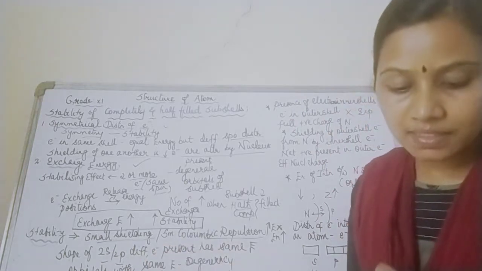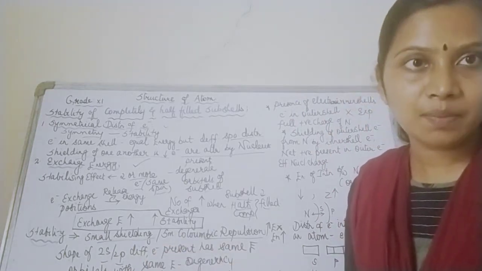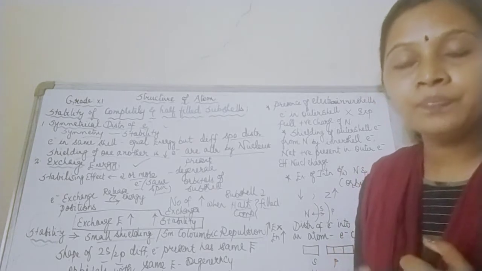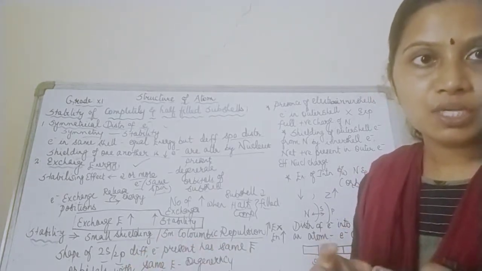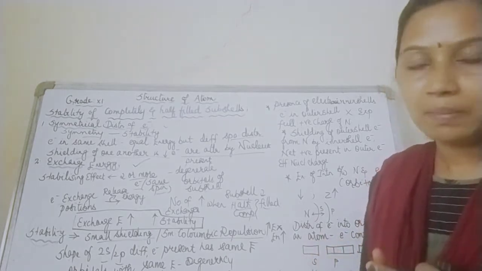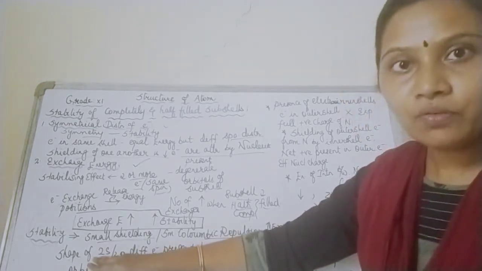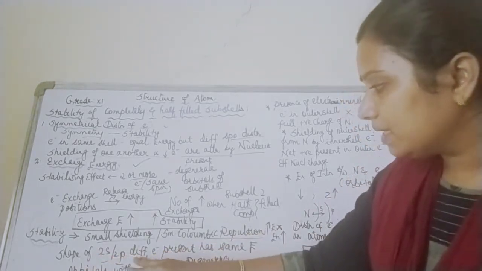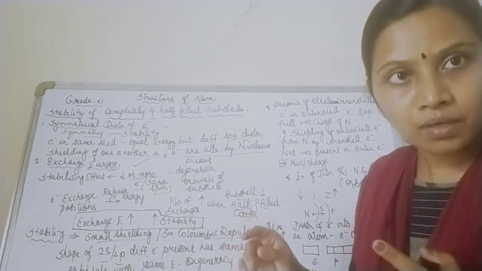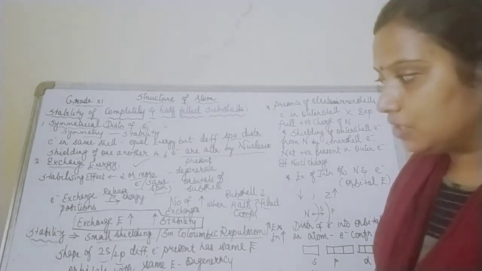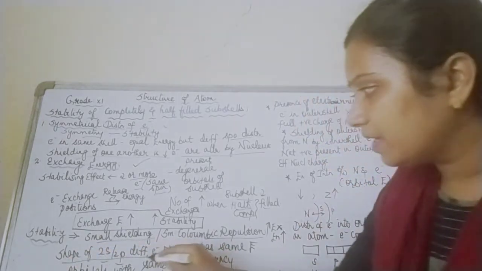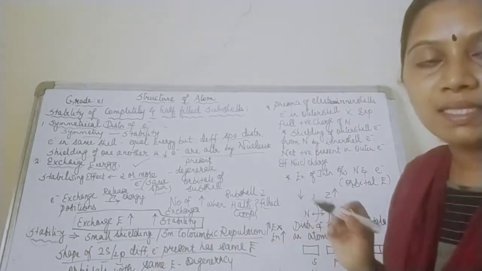I have already discussed the s orbital shape. It is symmetrically spherical. What is the shape of p? P will be dumbbell shaped. So the shape of s orbital and p orbital is different, but an electron present in s and p orbital has the same energy. Although the shape is different, the energy possessed by the electron is the same.